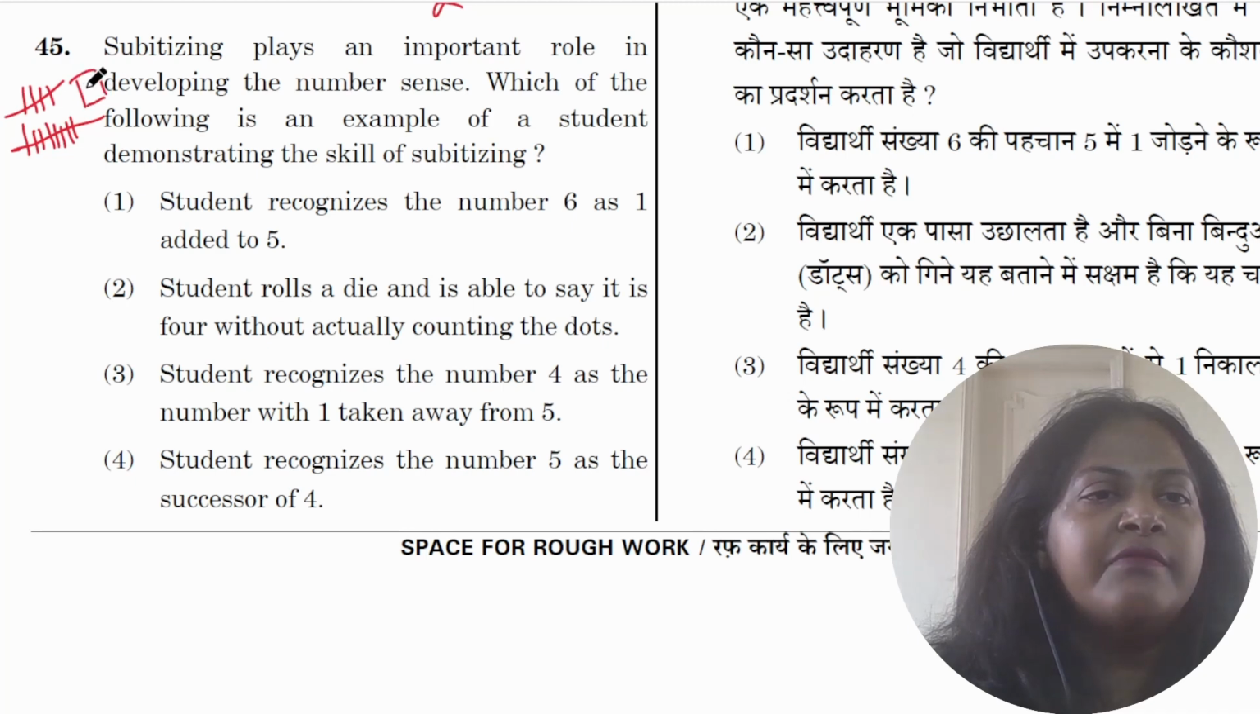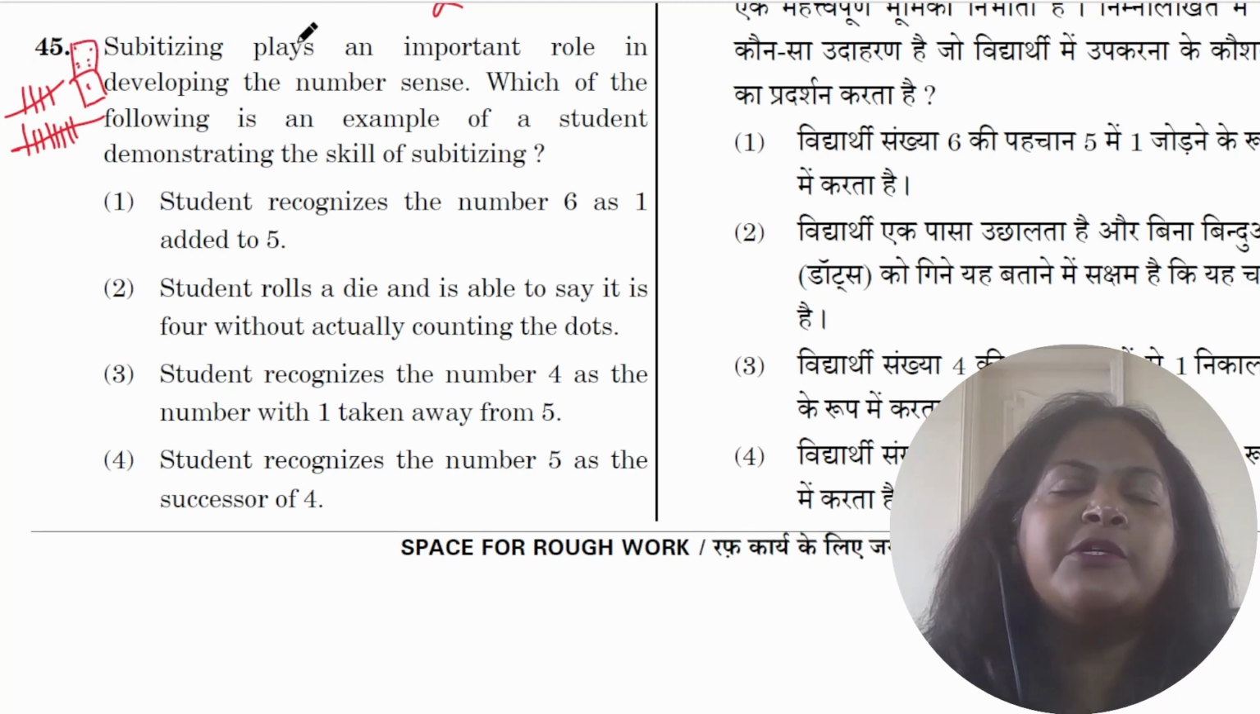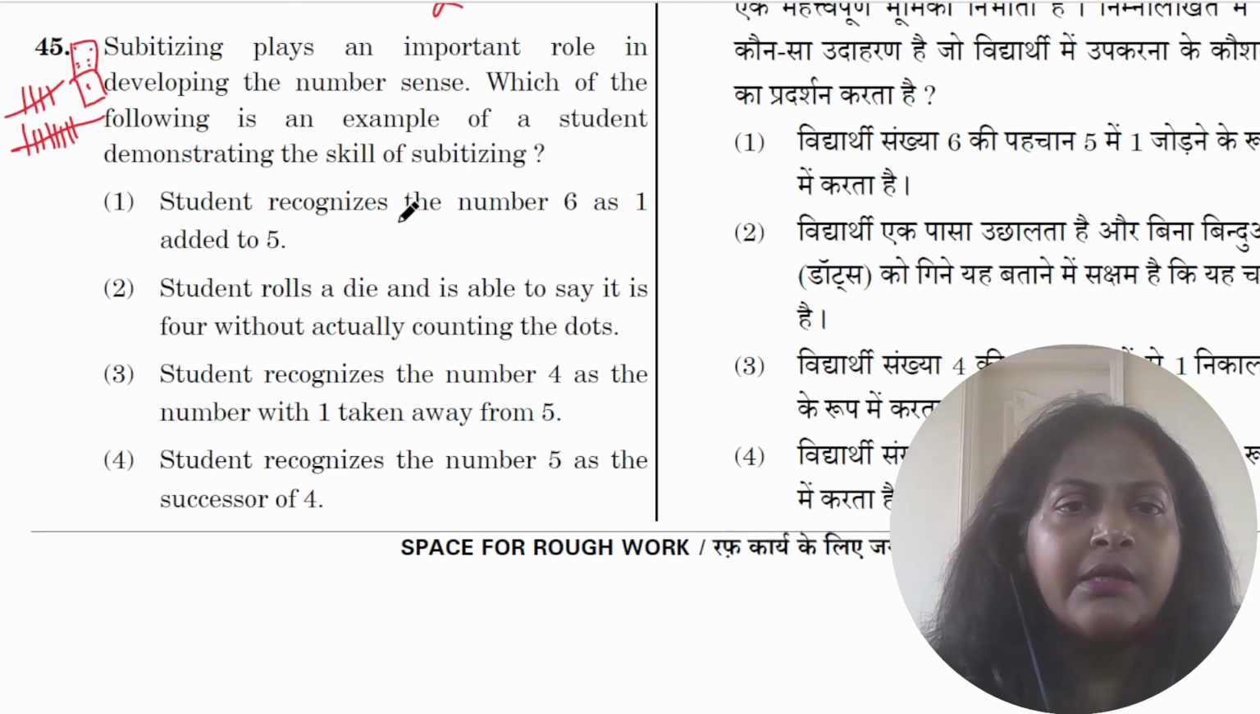When you have a die, we can just look at this and say this is number 1. Similarly, if you see this design, this is number 6. This kind of recognizing a pattern for a number is called subitizing. And you've been asked for an example. Student recognizes the number 6 as 1 added to 5, so you're not subitizing here. Student rolls a die and is able to say that it is 4 without actually counting. So this is subitizing.